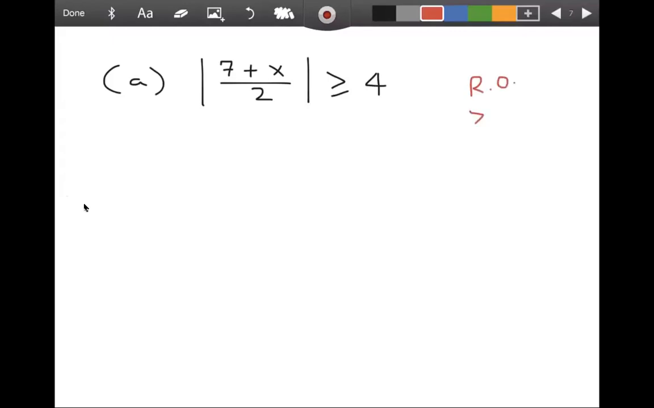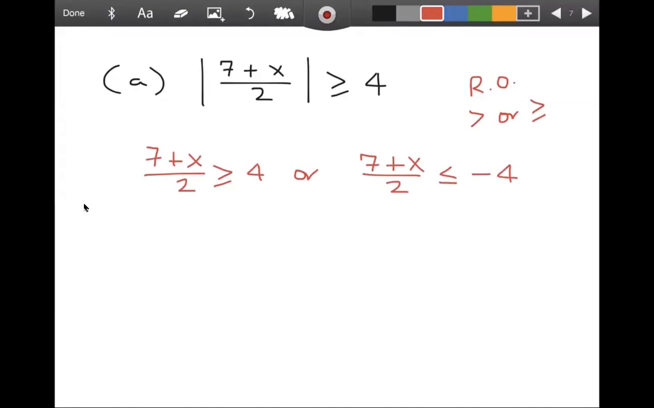because the symbol is greater than or equal. So that means the rule, and if you're one of my students, I expect you to be able to solve these problems with the rule in front of you. So you don't have to memorize the rule, just know when to use it. 7 plus x over 2 is greater than or equal to 4, or 7 plus x over 2 is less than or equal to -4.